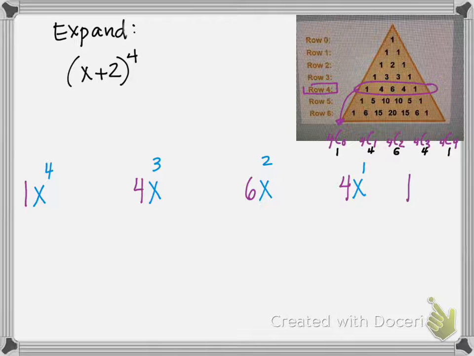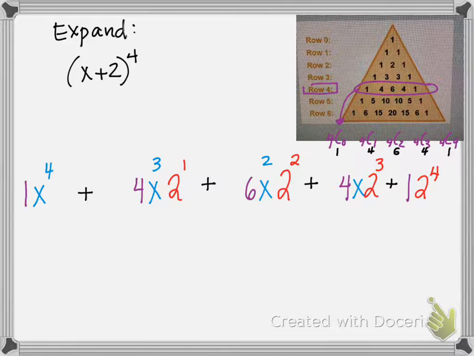Then you look at the other term, which is a positive 2, and you're going to write that in ascending order. So we start with 2 raised to the 0 power, which again is just 1, so I'm not going to write that there. Then this is 2 to the first, 2 to the second, 2 to the third, and 2 to the fourth. And then I'm going to put some plus signs in between these terms. And now we just have to multiply.